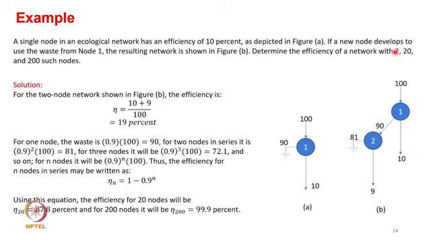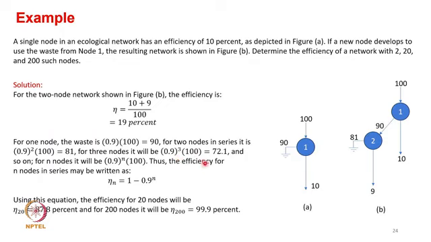In the 2 node framework in figure B, the total efficiency would be 10 plus 9 divided by 100, which is 19%. For one node, the waste is now 0.9 times 100, which is 90. For two nodes in series, it is 0.9 times 0.9 times 100, which is 81. And for three nodes, it would be 0.9 cubed into 100, which is 72.1.